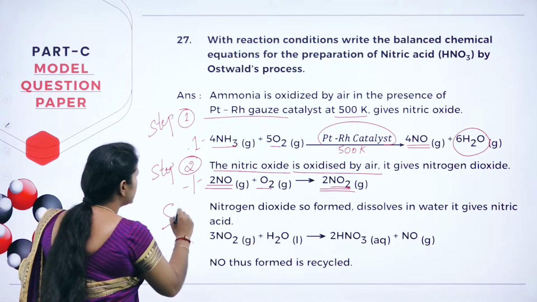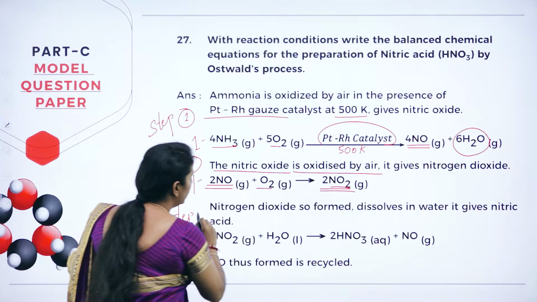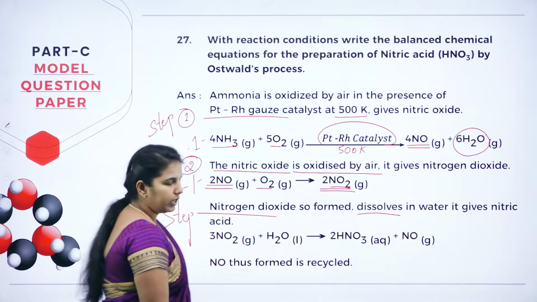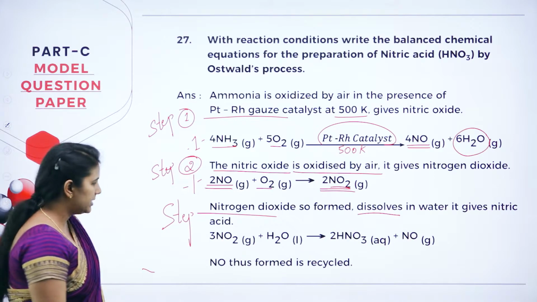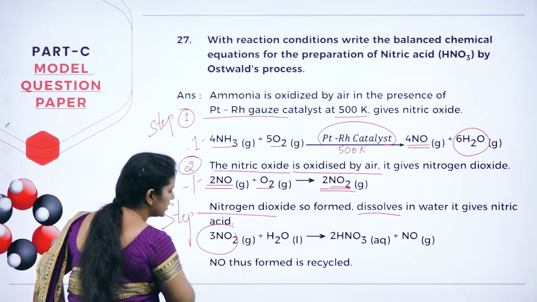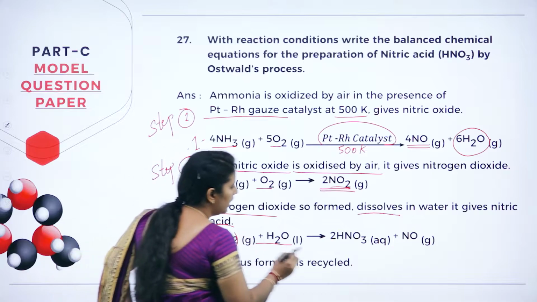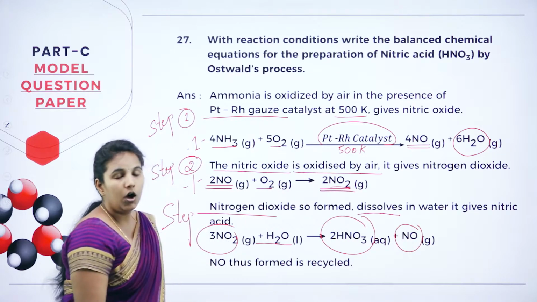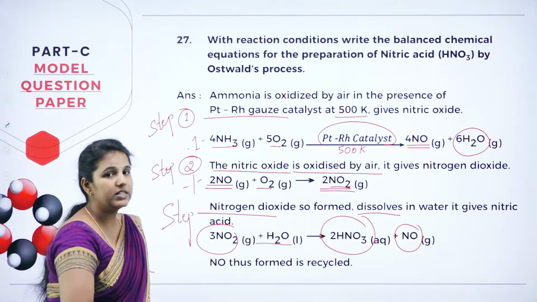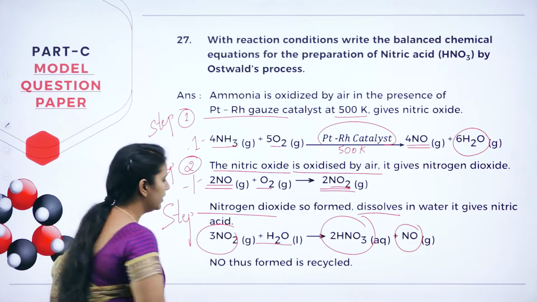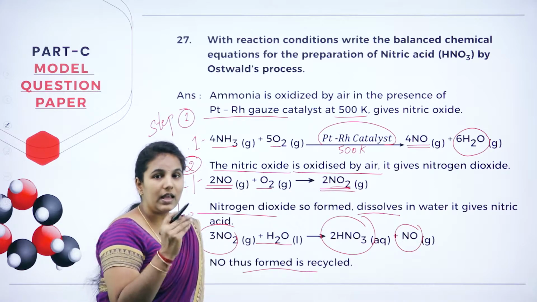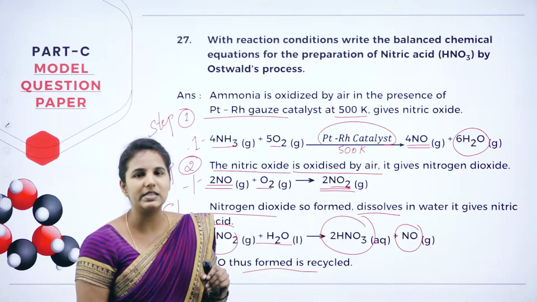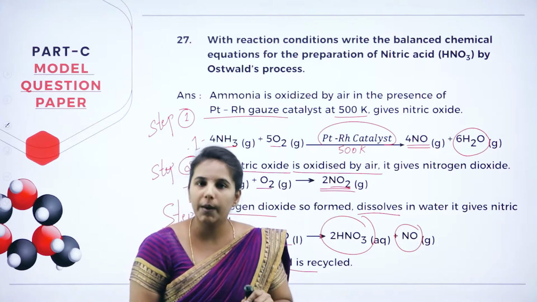And in the third step, the nitrogen dioxide which is formed is later dissolved in water to form nitric acid. So if you dissolve this nitrogen dioxide in water, you will get nitric acid, and again the nitric oxide is recycled back. This is how you can easily write the 3 steps for the preparation of nitric acid by the Ostwald process.